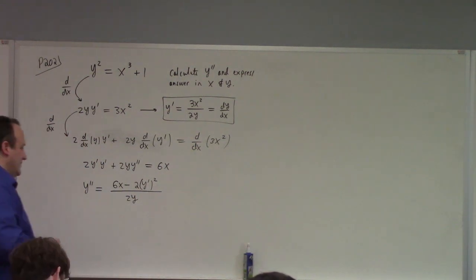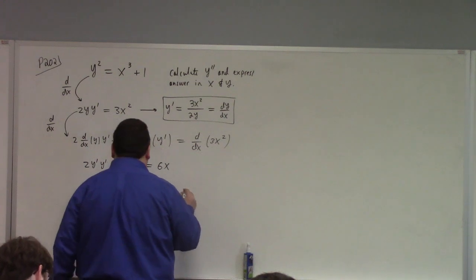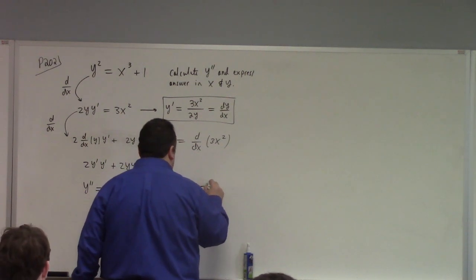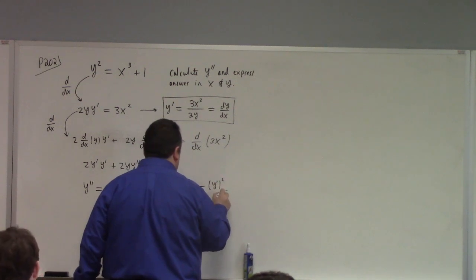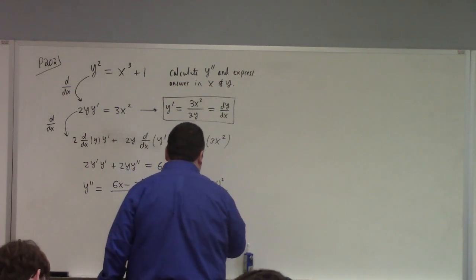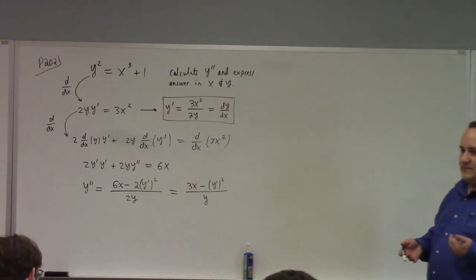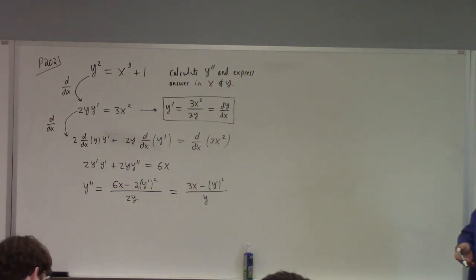And so let's clean this up a little bit. We've got a 2 we can cancel out, right? So we've got ourselves (3x minus (y')²) divided by y. I'm asked to leave my answer in terms of x and y, right? So what do I need to do? I can't leave my answer like this, can I? Because I've got a y' in the answer at the moment. How do I fix that?